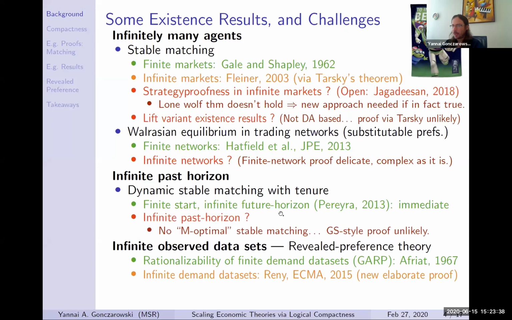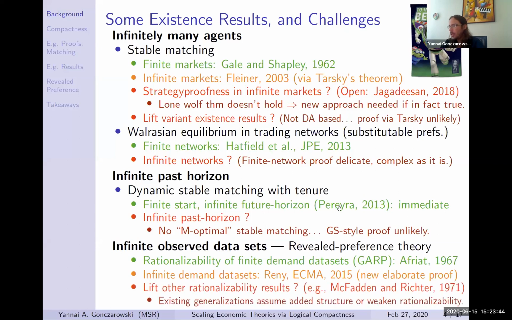Okay, so we spoke about rationalizability and GARP, but there are other theorems in revealed preference theory. What about other rationalizability results? There's, for example, McFadden and Richter, 1971, rationalizability of stochastic choice. There are other examples as well in revealed preference theory. And specifically, McFadden and Richter's result is the most celebrated and oldest, the best-known one we could find.